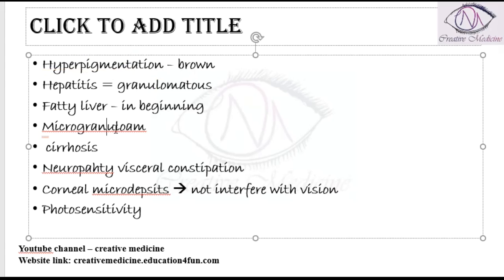Side effects of amiodarone. So amiodarone can cause both hypothyroidism and hyperthyroidism. It can cause corneal microdeposits, though not interfering with vision. It can cause hyperpigmentation and granulomatous hepatitis.